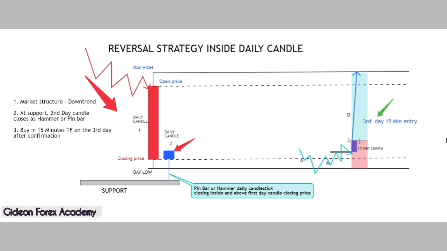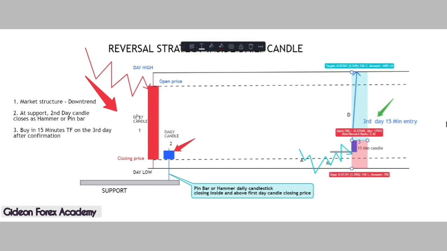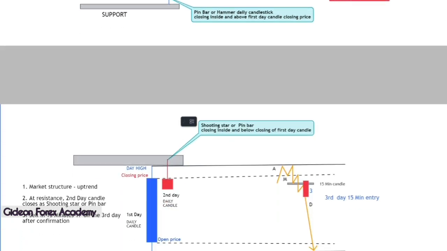So on the third day, what you are looking for is candlestick patterns at lower time frames, like a bullish engulfing candlestick pattern, to confirm your entry. All right, and then when you enter, you target the highs of the first day candle.